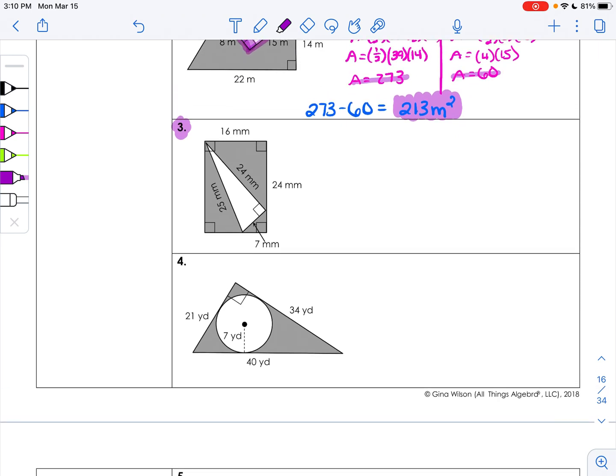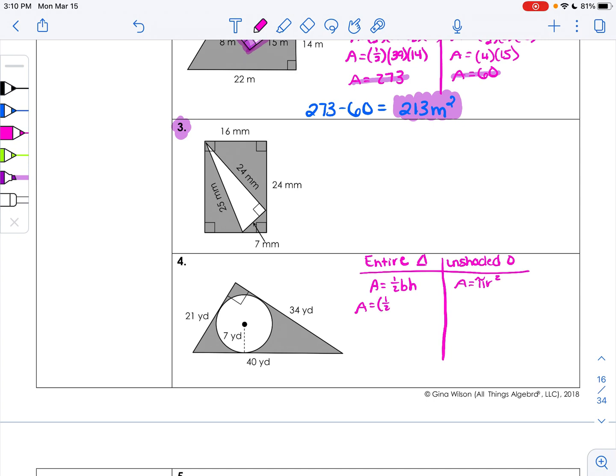On number 4, we're working with a triangle and a circle. So we still want to do the same format. So we want to find the area of the entire shape. This whole shape is a triangle. And then we want to find the area of the unshaded, which is a circle. And we know to find the area of a triangle, that formula is 1/2 base times height. And we know to find the area of a circle, that is pi r squared.